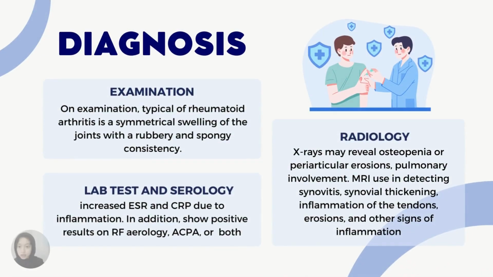The diagnosis can be done by examination, lab test, serology, and radiology. On examination, typical of rheumatoid arthritis is a symmetrical swelling of the joint with a rubbery and spongy consistency. On lab test and serology, increased ESR and CRP can be found due to inflammation. In addition, positive results of RF serology, ACPA, or both are shown. On radiology, X-rays may reveal osteopenia or periarticular erosions, and pulmonary involvement. MRI is used in detecting synovitis, synovial thickening, inflammation of the tendons, erosions, and other signs of inflammation.